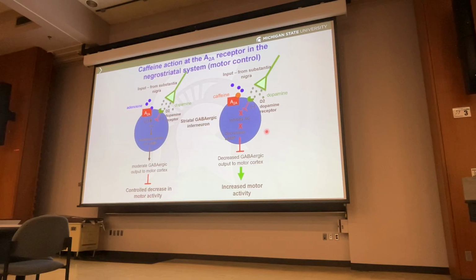Now, going to the other side with caffeine on board. Same setup, dopamine coming out, binding D2.